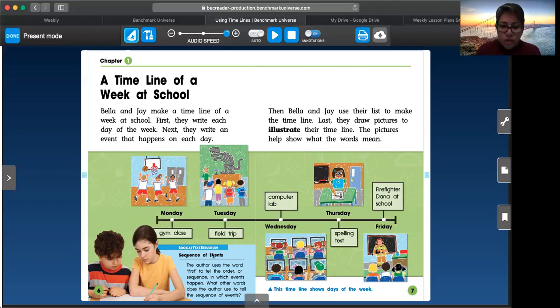Look at the text structure. A sequence of events. The author uses the word first to tell the order or the sequence in which events happened. What other words does the author use to tell the sequence of events? Let's take a look. I see the word first. Oh, right here, what other word do I see? That's right, next. We see the word next. That's another word that the author uses to show the sequence of events when things are happening.